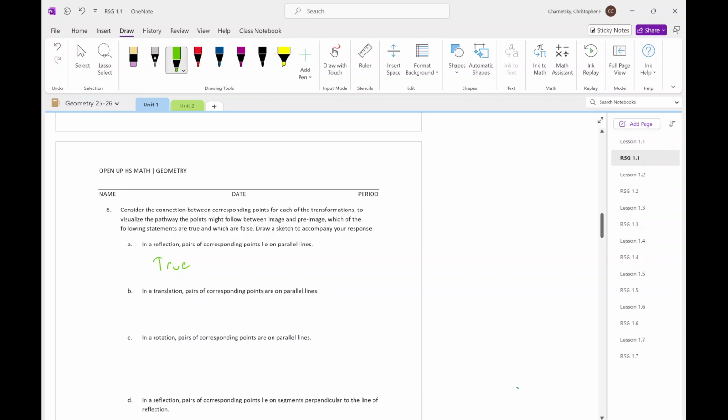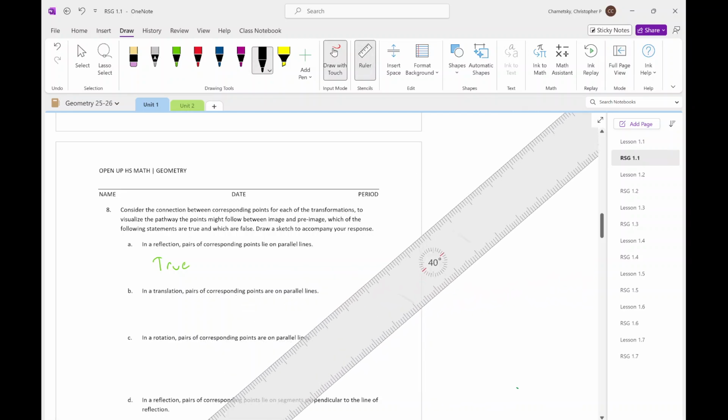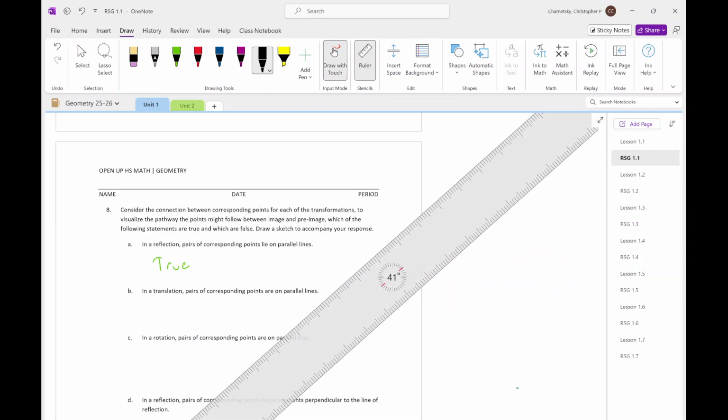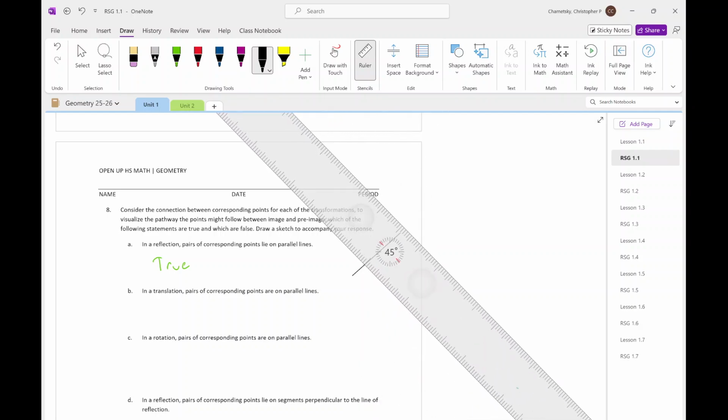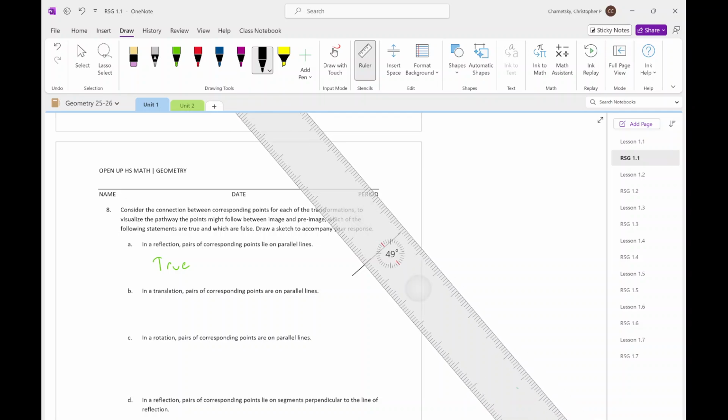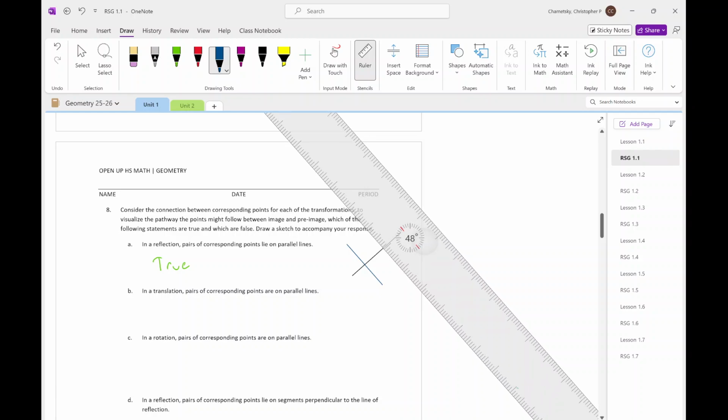True. Okay. If we have some line of reflection, each of our points can be some distance away like that, and they will be parallel to each other.